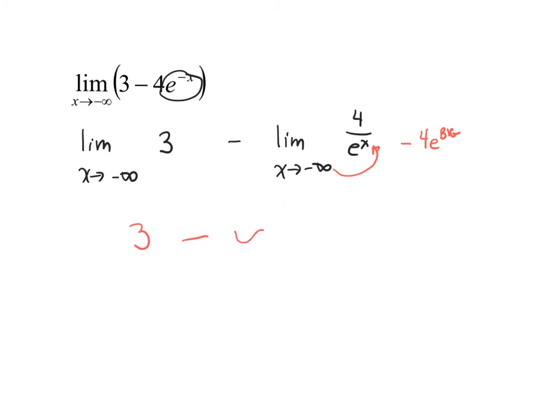So really we have 3 minus an infinitely large value. Well, 3 minus an infinitely large value is still going to be negative infinity. So this limit is going to tend to negative infinity. Again, for all these, a great idea is to graph it, see where it's going, because graphing can really help us out and kind of see what's happening.